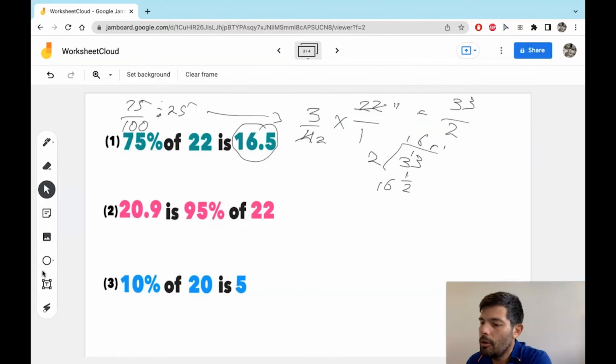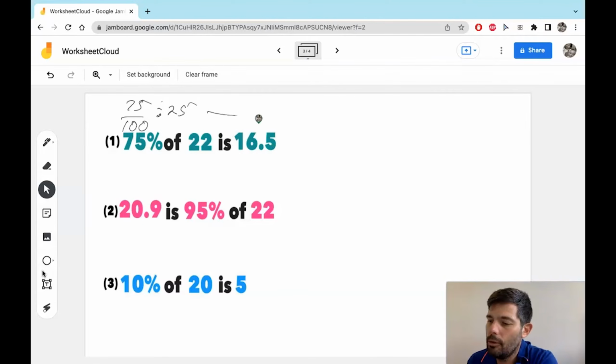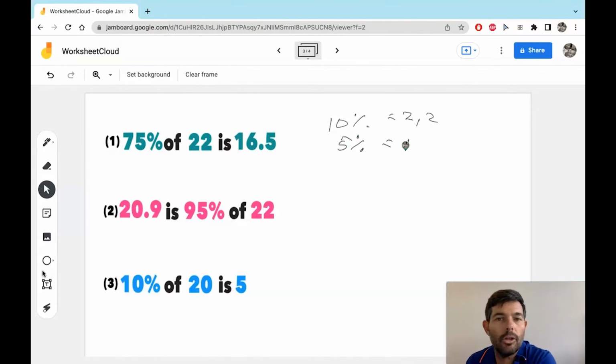Statement number 2, I'm going to show you how I calculate that using a different method. I won't use the fraction method. If I know that 10% of 22 is equal to 2.2, I'll just divide by 10. Then I know that 5% is going to be equal to 1.1, because that's just half of 2.2.